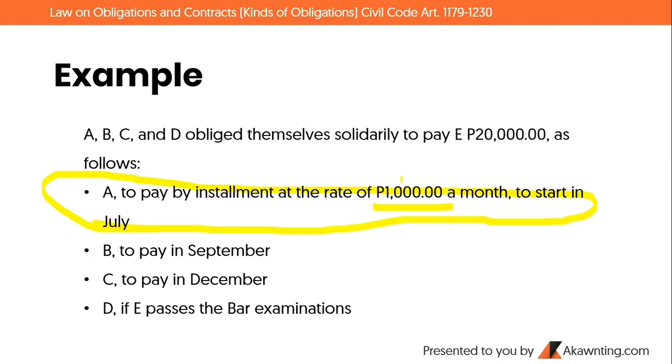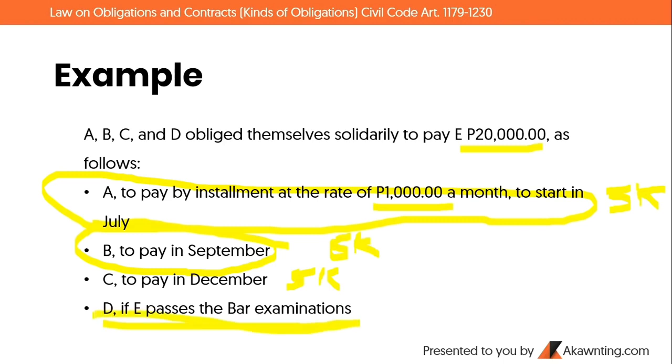Hindi malinaw kung paano yung pagkakahati, so malamang yung 20,000 ay paghahati-hatian nilang apat. Kung apat sila na maghahati-hati sa 20,000, ilan yun? 5K. Ibig sabihin, July, August, September, October, November, hanggang November siya magbabayad. Si B naman, obliged siya na magbayad on September, 5K. Ganon din si C, 5K dito.